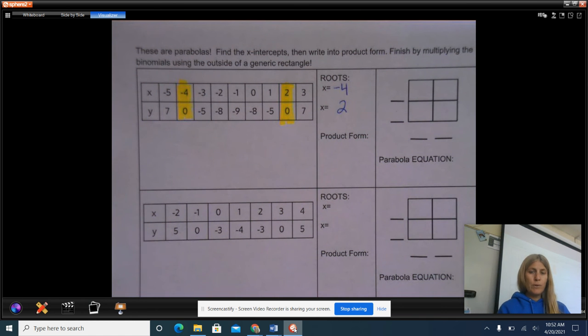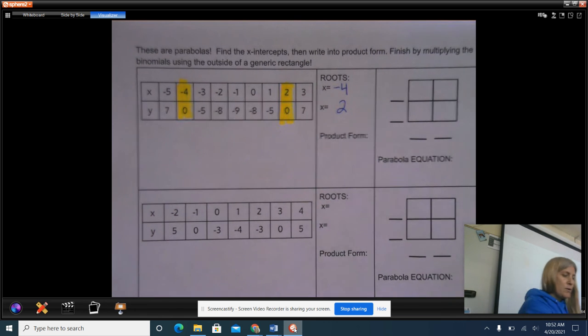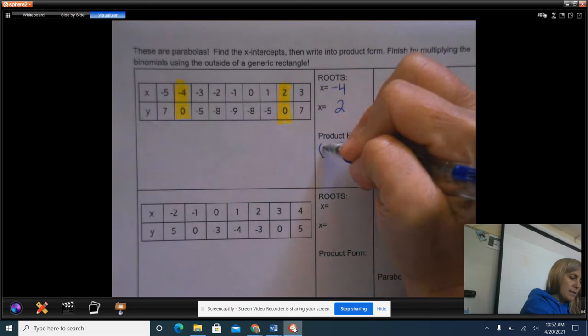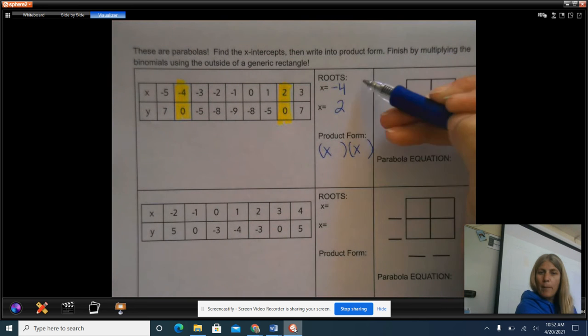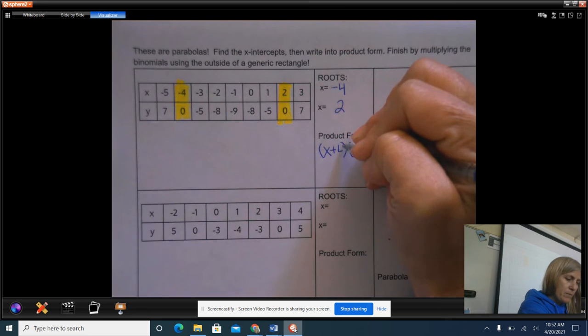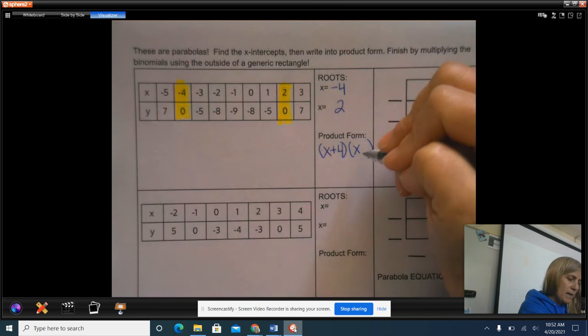Now that we have our roots, we're going to work backwards in order to turn this into product form. Normally when we have product form, we have a set of parentheses and we use the zero product property to find out what those roots are. So we're going to work backwards. We set up our product form as a set of parentheses, put our x's first, and then put the opposite of each root. So instead of a -4, that's going to be an x plus 4. And instead of a +2, that's going to be an x minus 2.